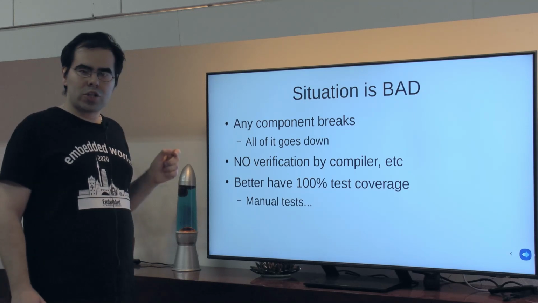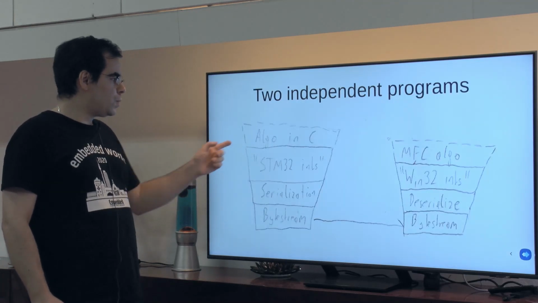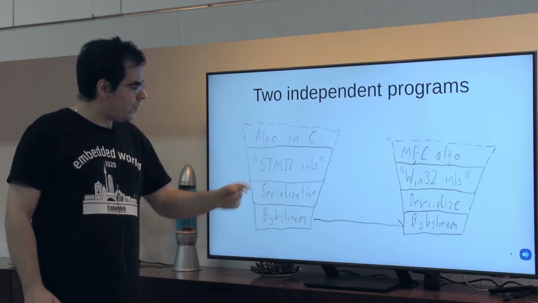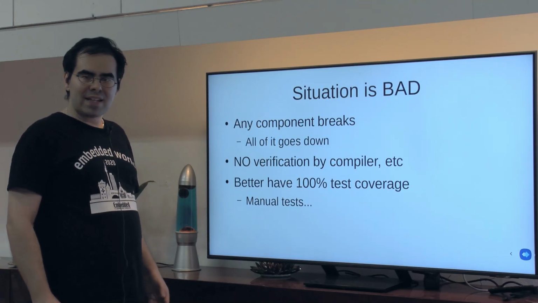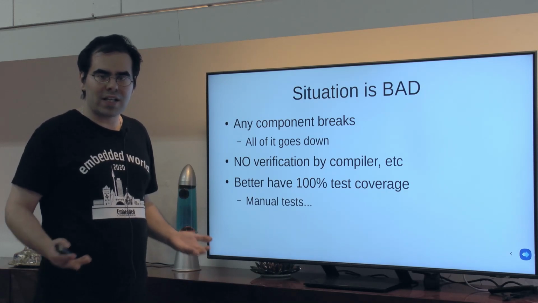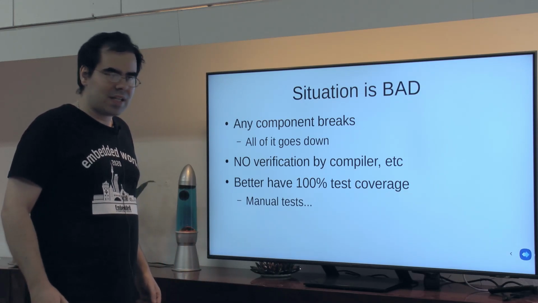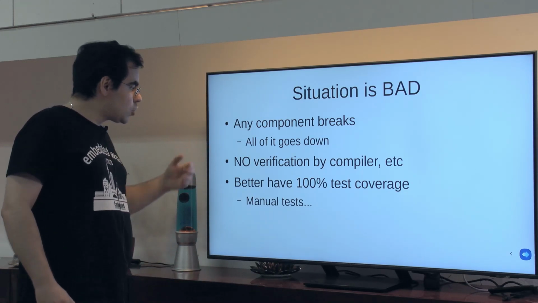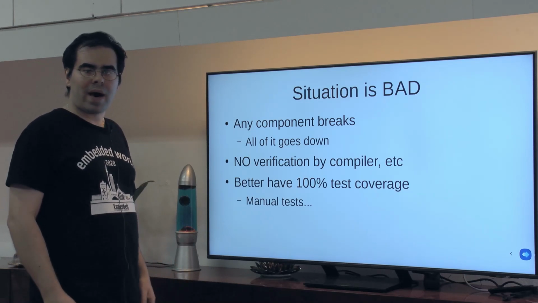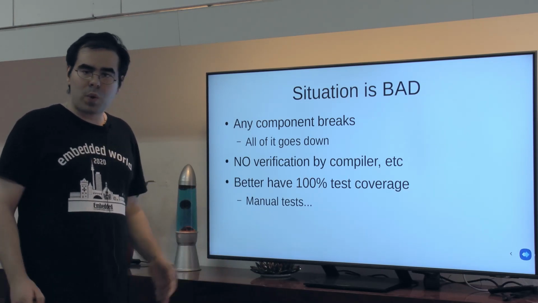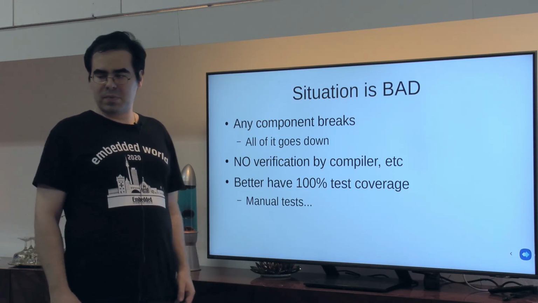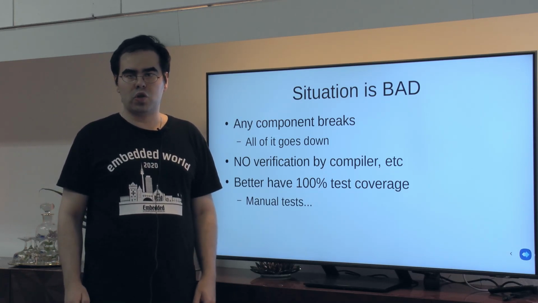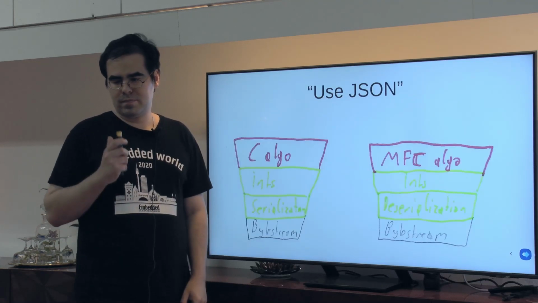And this situation is very bad, because if we look at this, if any one of these 8 elements fails, the situation is bad and basically the entire logging infrastructure goes up in fire. There is no verification possible by the compiler, so you better have 100% test coverage all the time, and trust me, normally it will also include manual tests.